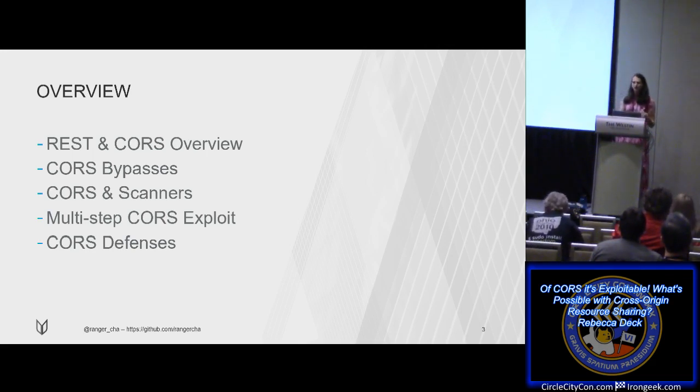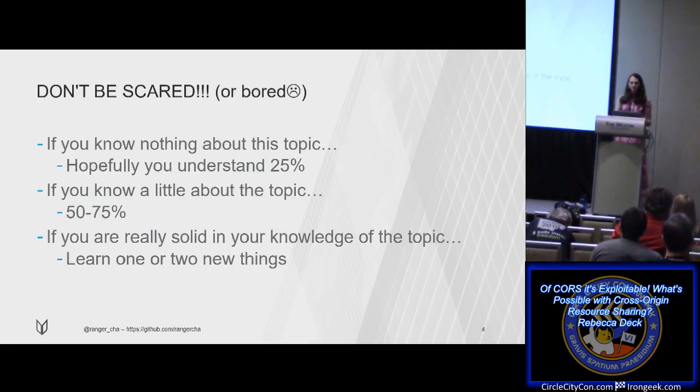Just a quick overview of what we're going to cover. So I'll do some background on REST, and then we'll get into CORS and kind of what it is. I'll talk about ways to bypass CORS, talk about CORS and how it works with a lot of the scanners that I use, mainly Burp. Then multi-step CORS exploit, so this is the thing that I use to steal the money, and some defenses that people can use for CORS.